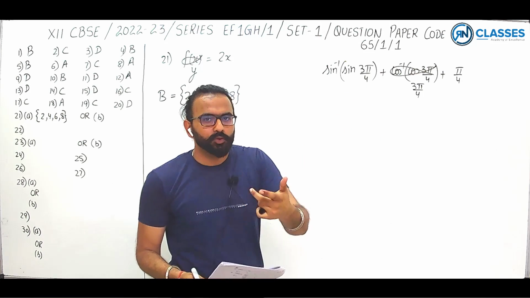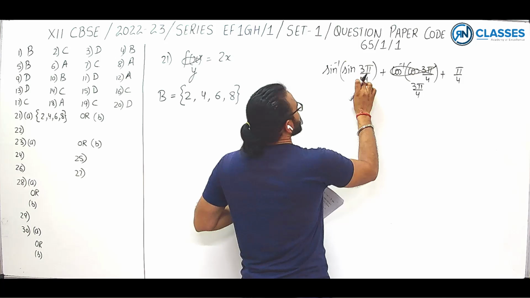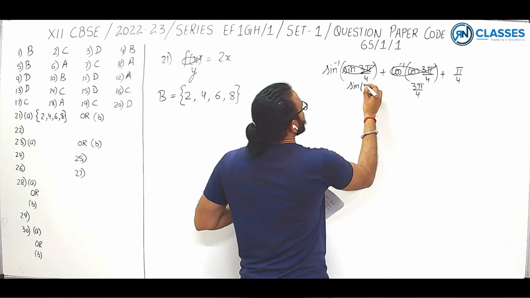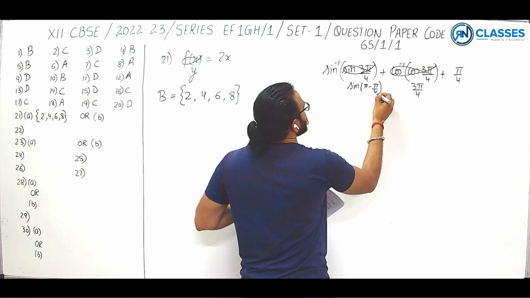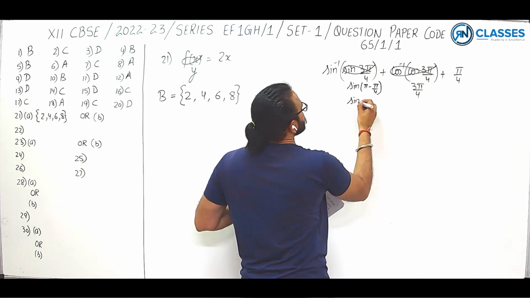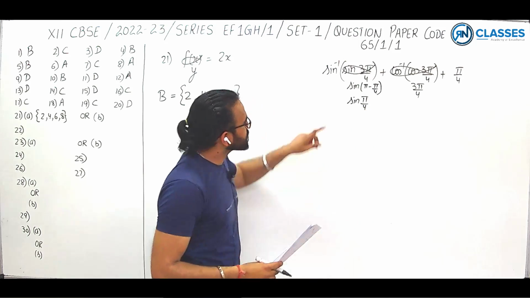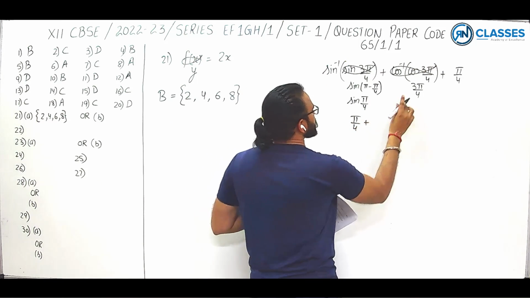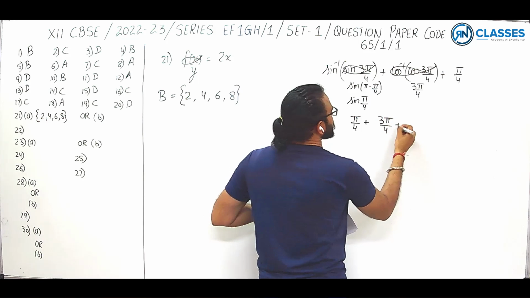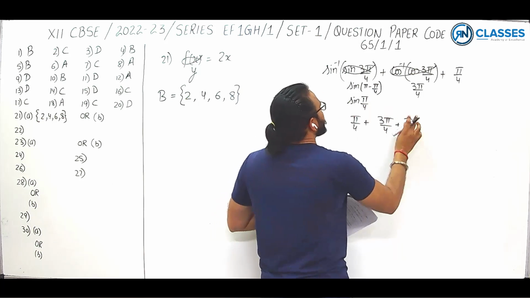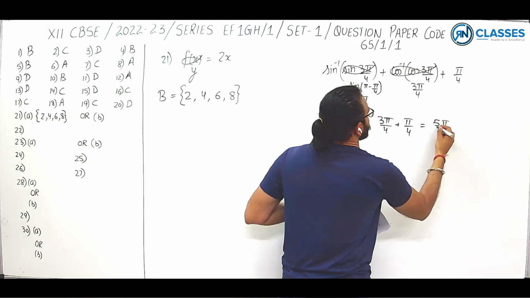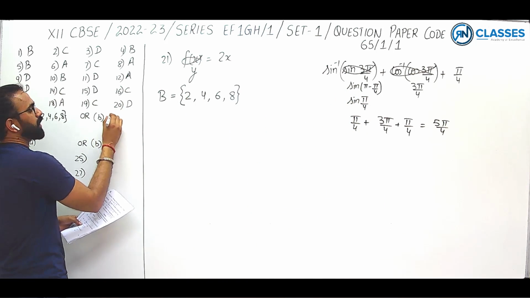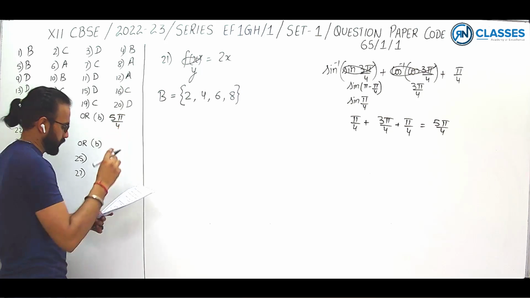First of all we need to simplify sine of 3 pi by 4, and we know sin 3 pi by 4 can be written as sin of pi minus pi by 4, which is basically sin of pi by 4. Now sin inverse of sin pi by 4 can be written as pi by 4. The second term is 3 pi by 4 and the third one is pi by 4. As we add these three, we will get the answer as 5 pi by 4. So the answer of the second part of question number 21 is 5 pi by 4.